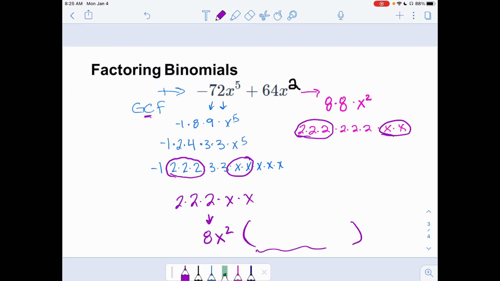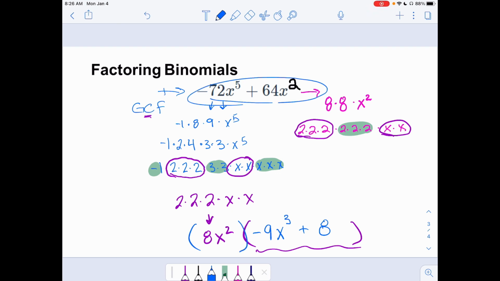Now what goes in here is what was left over. Negative 1, 3 times 3, x cubed. So that's going to be negative 9x cubed. And what's left over out of 64 is 8. So there you go. That's my factored form of my product. The end.